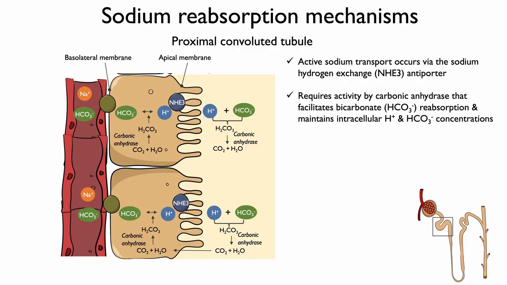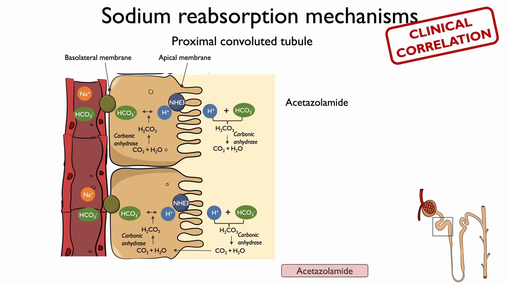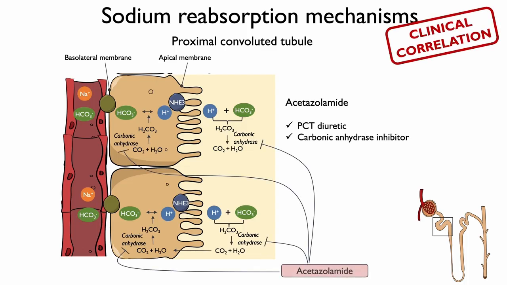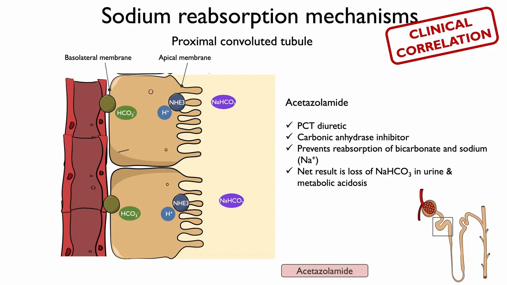You will learn this channel activity is modified by various intrinsic factors like angiotensin II and extrinsic factors like specific medications. Perhaps the most widely known is acetazolamide, which is a weak proximal tubular diuretic. It inhibits carbonic anhydrase, preventing the reabsorption of sodium and bicarbonate. This results in a net loss of sodium bicarbonate in the urine and subsequent metabolic acidosis.